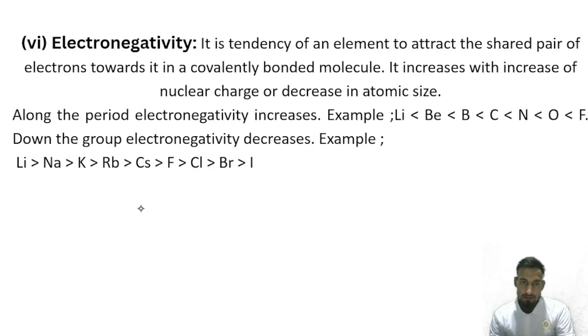Coming on to the sixth, that is electronegativity. What is electronegativity? It is the tendency of elements to attract the shared pair of electrons towards it in a covalently bonded molecule. Now, what is a covalent bond? A covalent bond is that type of bond in which the bond is formed by sharing of electrons.